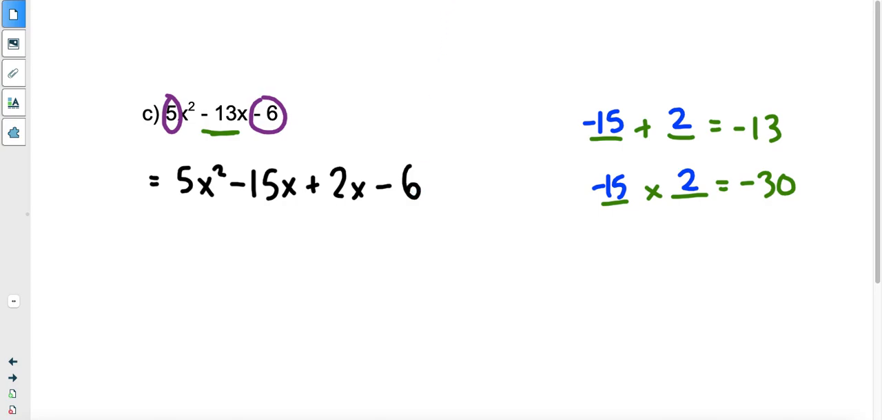And now to factor this, again, we're just going to use factoring by grouping. So we're going to start by common factoring out the first two terms. Well, there's a 5x in common to both 5x squared and 15x. So I can common factor out a 5x. 5x times x gives me 5x squared. Also, 5x times negative 3 gives me negative 15x. So there we go. I common factored out the first two terms.